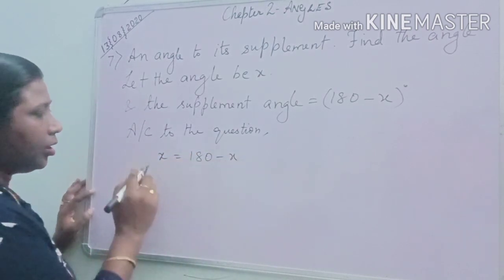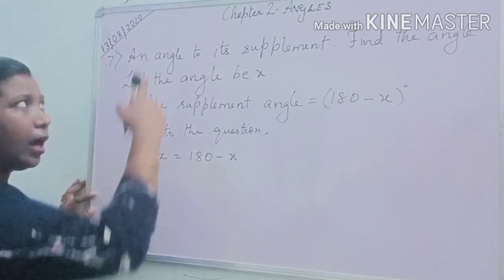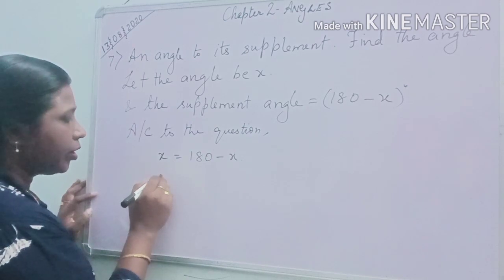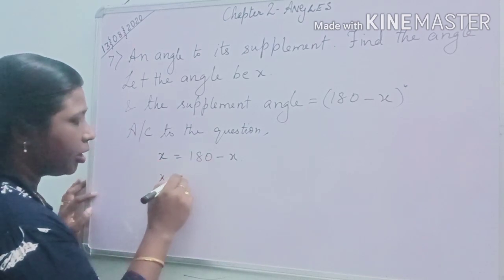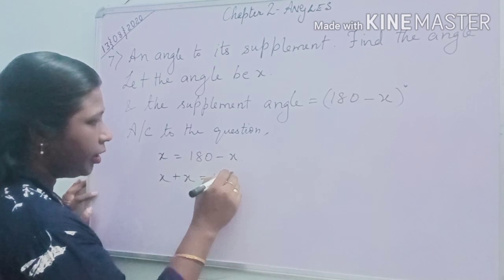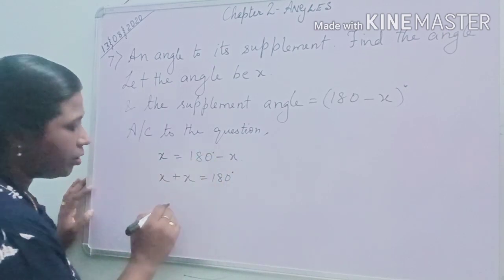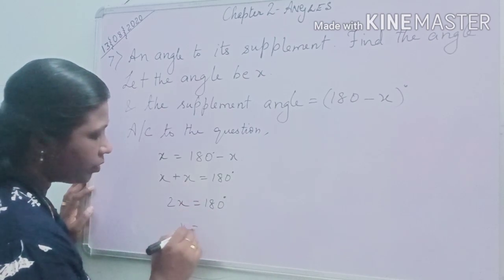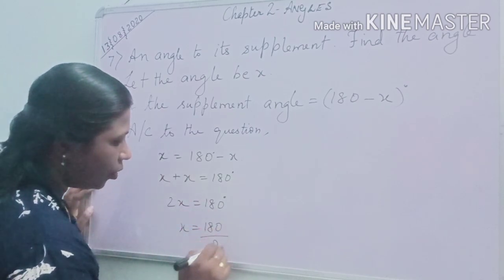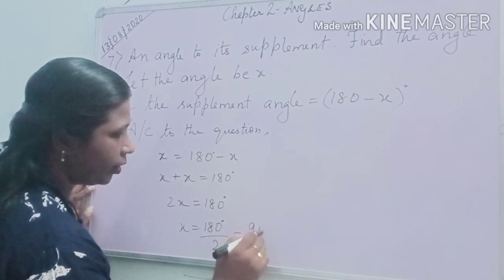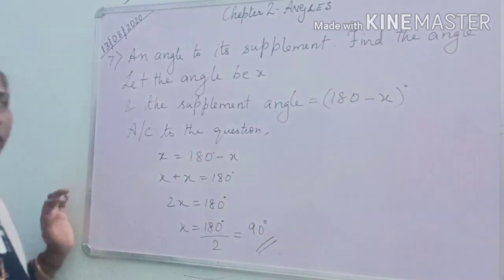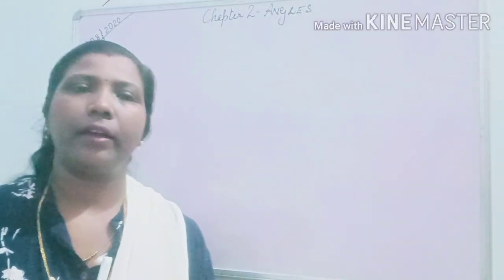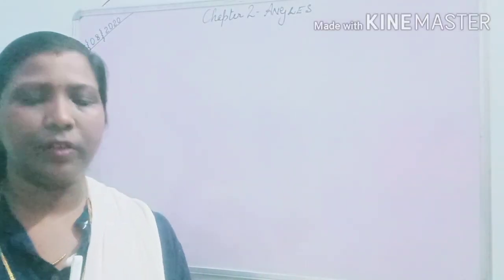Is that clear? Now for solving it, this x will come to this side and become plus x, so 2x is equal to 180 degrees. Then x is equal to 180 degrees upon 2, that is equal to 90 degrees. So this is the answer. Now you got the angle. Is that clear, students? And the second question you can do the same way as you did in the first portion.